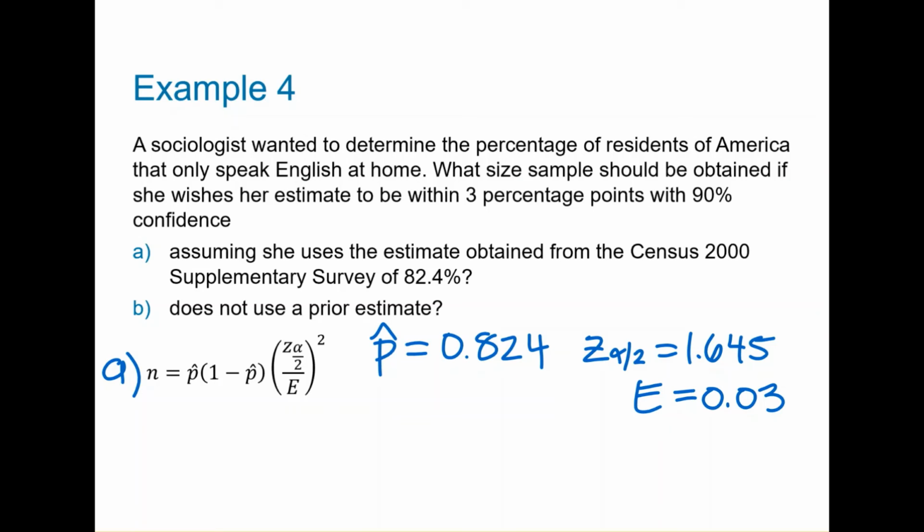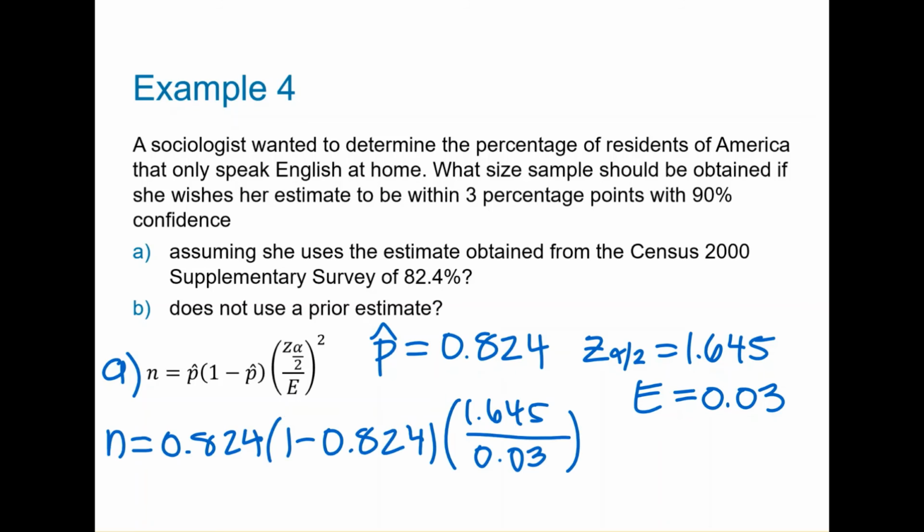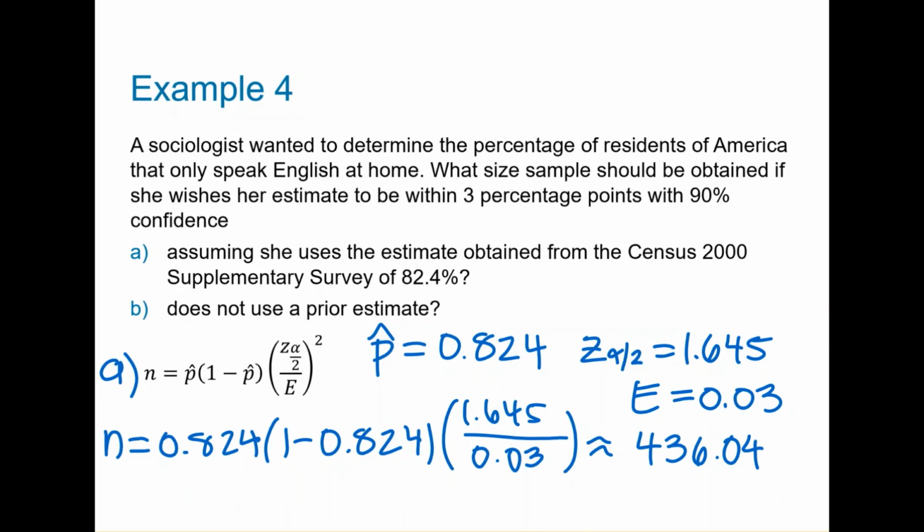When you use the formula, you don't need to double the number that you are given. You only double it when using StatCrunch. Now let's substitute the values into the formula. Now type this in your calculator, and we get approximately 436.04. Whenever you are computing the sample size, you will always round up to the next whole number. So the answer is 437.